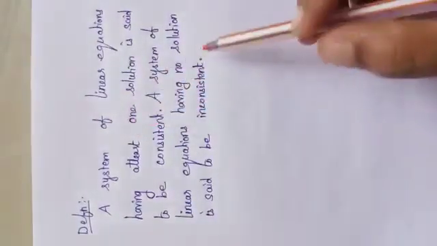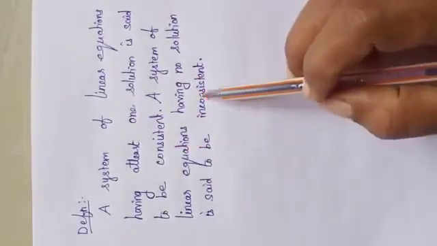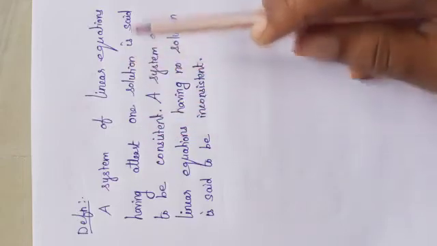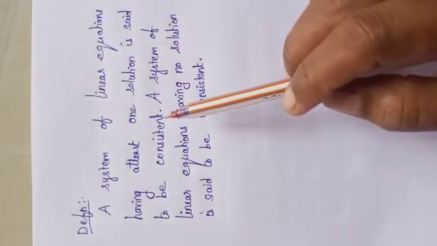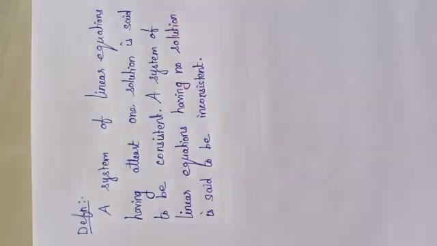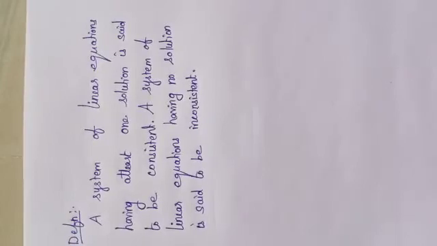Before going to the problem, we should know what is consistent and inconsistent. A system of linear equations having at least one solution is said to be consistent. And a system of linear equations having no solution is said to be inconsistent. If we get a solution, we say it is consistent, and if we get no solution, we say the given system of equations is inconsistent.